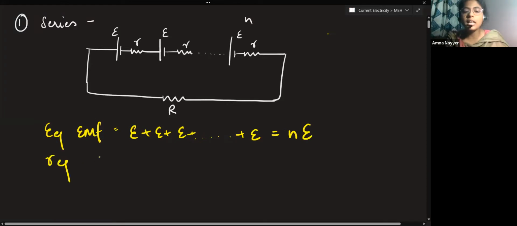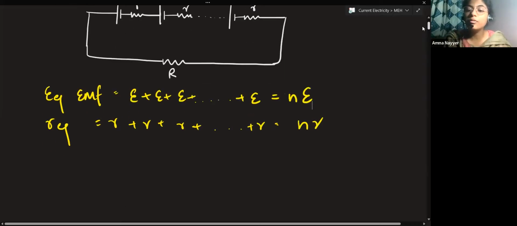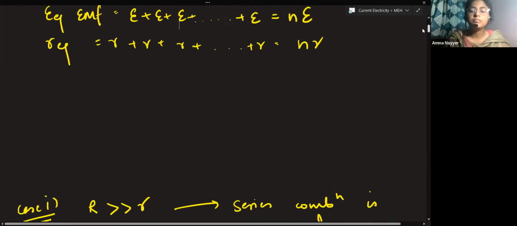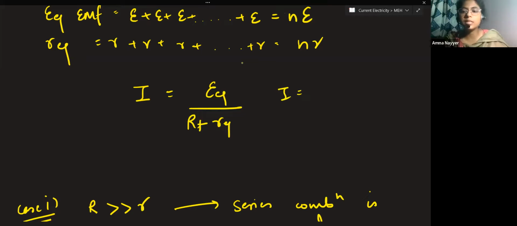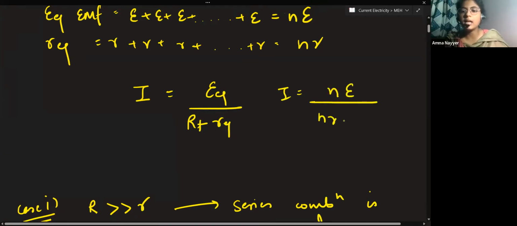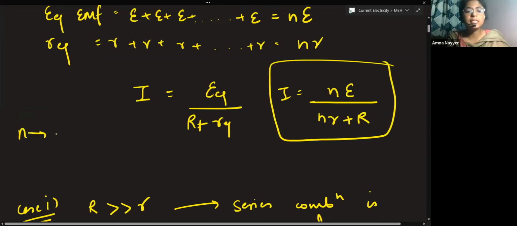Similarly, for equivalent internal resistance, it will be R plus R plus R up till NR. So what will be the value of equivalent current now? I will be equal to E equivalent divided by R plus small r equivalent. So current becomes NE divided by NR plus capital R. This is the formula where N is the number of cells present.